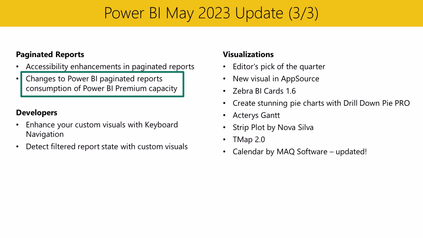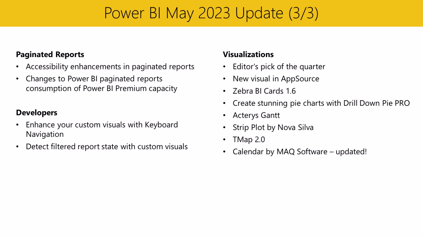Next, we've made changes to the Power BI Paginated Reports consumption of Power BI Premium capacity. Our goal with the adjustment was to move to a measurement unit that was simpler to understand, closely related to user actions, and easier to manage report execution time. As a result, most customers are seeing a net reduction in resource consumption for the same paginated report workload.